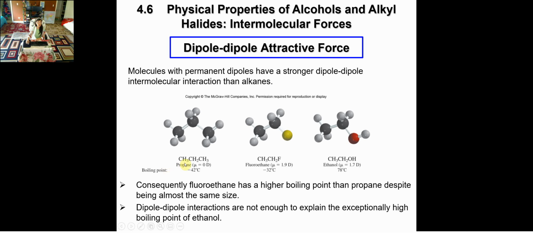If you have propane, this propane is a non-polar molecule. If you have fluoroethane, so 1, 2, 3 carbons, 1, 2, and plus a fluoro. These molecules have very similar molar mass. The size is also very similar. Your question could be, why does propane have the lowest boiling point?